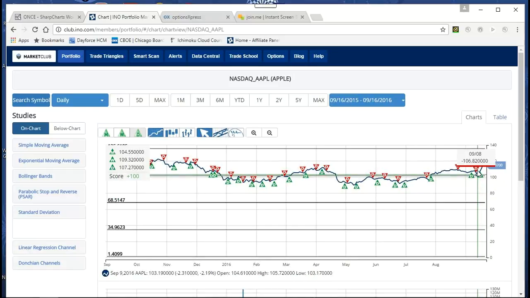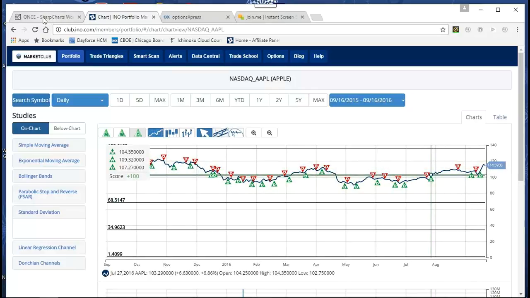On September the 8th, it had a red daily, which means you should have been out of this market on September the 8th. Then as soon as the daily popped in again for the green triangle on September the 13th, it's telling you it's time to buy it. So you would have bought it there. If you would have bought it there, you would have taken that move. It was trading at $107.27.